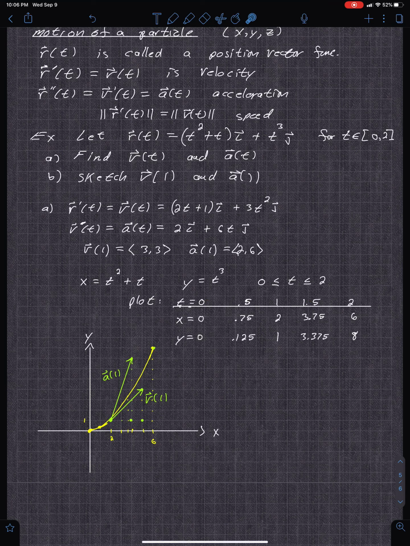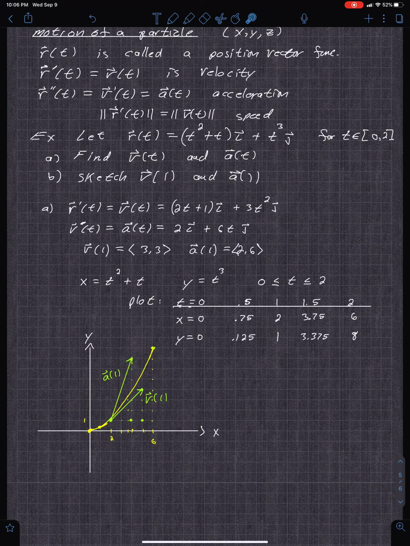And you plot the points. So here's your 0, 0. You start at 0, 0. And then when t is 0.5, you evaluate to get your x and y. So you get 0.75 and 0.125. So it's really shallow right there. And then you get this point here, 2, 1. And then it starts to grow. So you get this basic curve. It's basically a polynomial. All the way up to 6, 8.